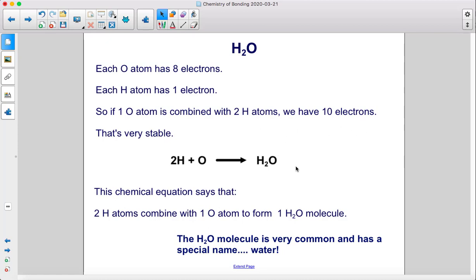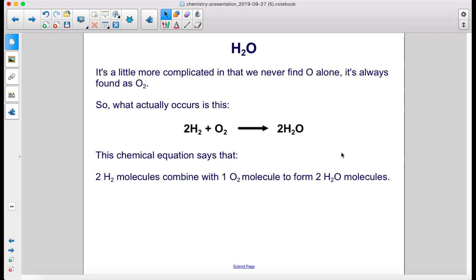That's very stable. This chemical equation says that 2 hydrogen atoms combine with 1 oxygen atom to form one H2O molecule. The H2O molecule is very common and has a special name, water. It's a little more complicated in that we never find oxygen alone. It's always found as O2. So what actually occurs is this.